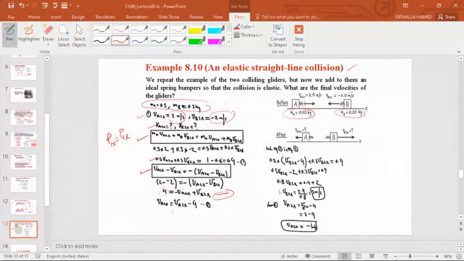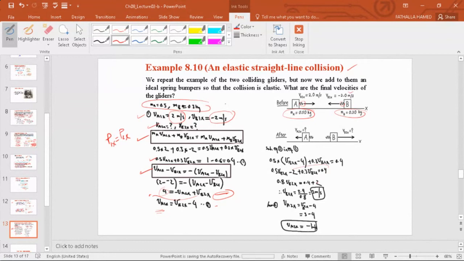From this equation, since we use 2 here, you can take this to the other side. So VA2X will equal VB2X minus 4, because you can take this to the other side, but you multiply with a minus. We call this equation 2. I can substitute 2 into 1 for VA2X. So I have 0.5 times, and for VA2X, I will have VB2X minus 4, plus 0.3 VB2X, equal to 0.4. Now 0.5 VB2X minus 2, because 0.5 times 4 will give you minus 2, plus 0.3 VB2X is equal to 0.4.